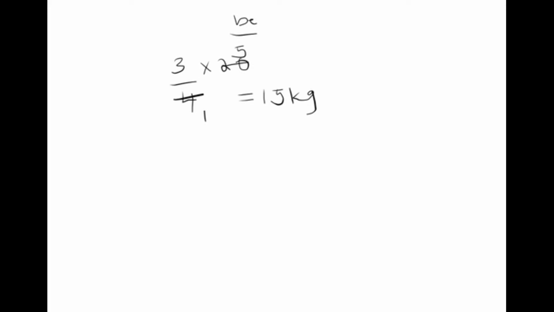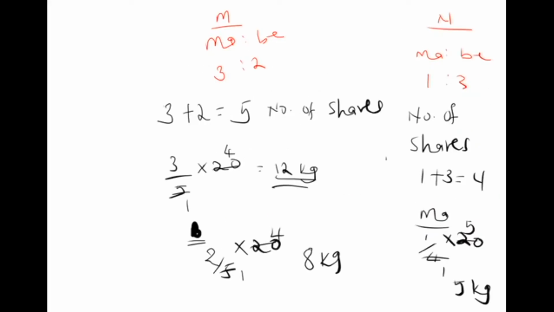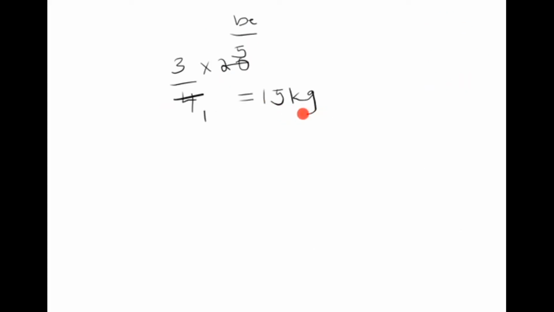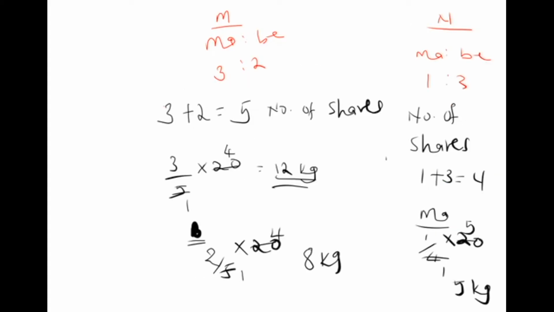Then the question asks us, how many more kilograms of beans did Jerry use than Mumbua? Mumbua used 8 kilograms of beans, while Jerry used 15 kilograms of beans. Therefore, we take 15 minus 8. Which gives us 7 kilogram. Therefore, our correct choice is D, 7.